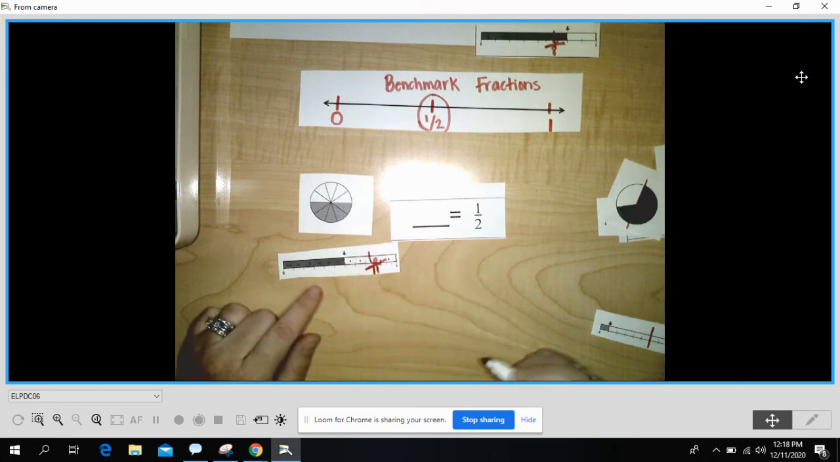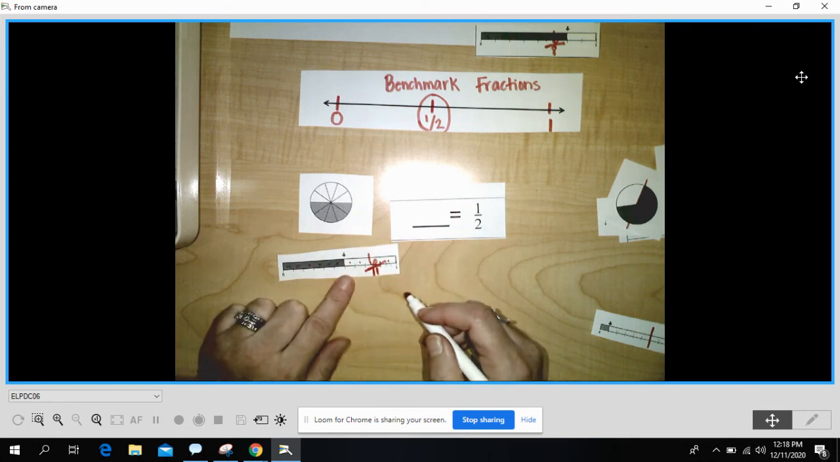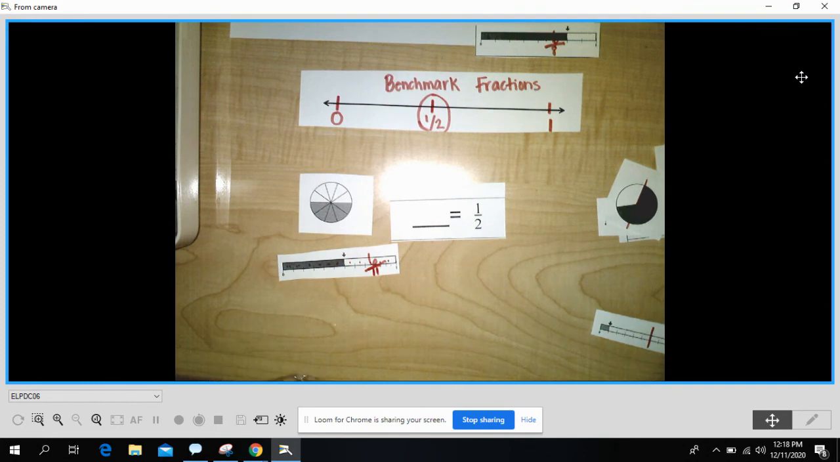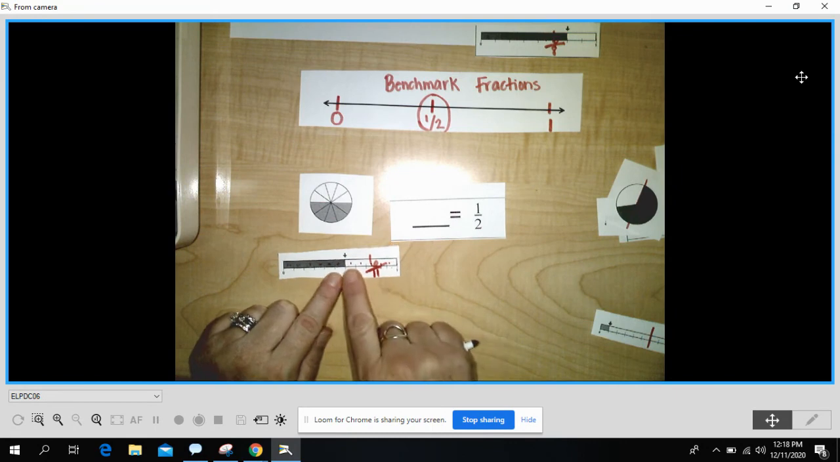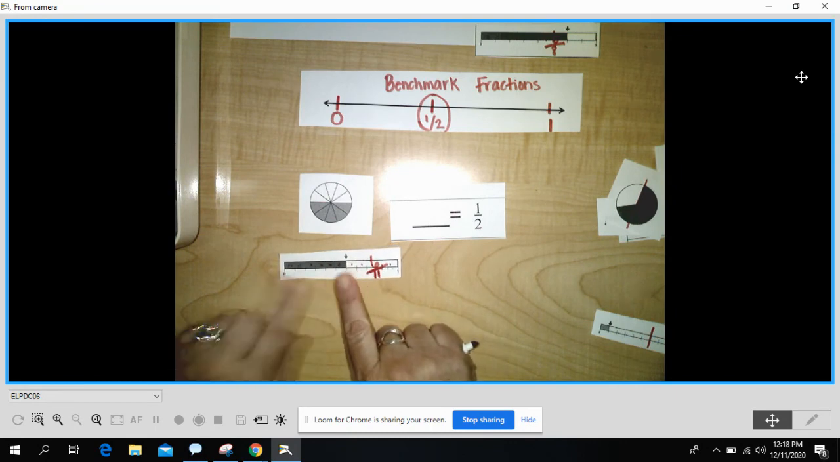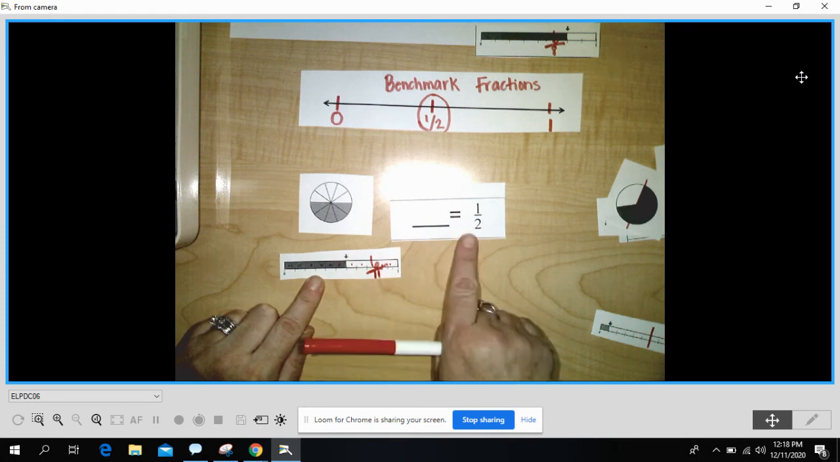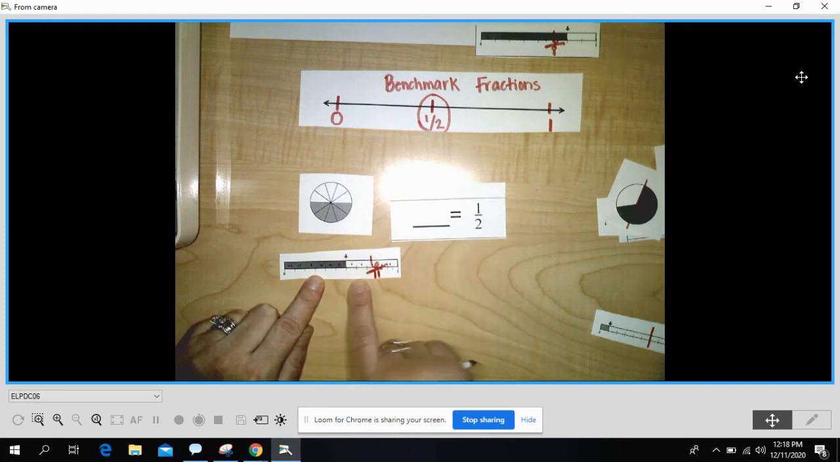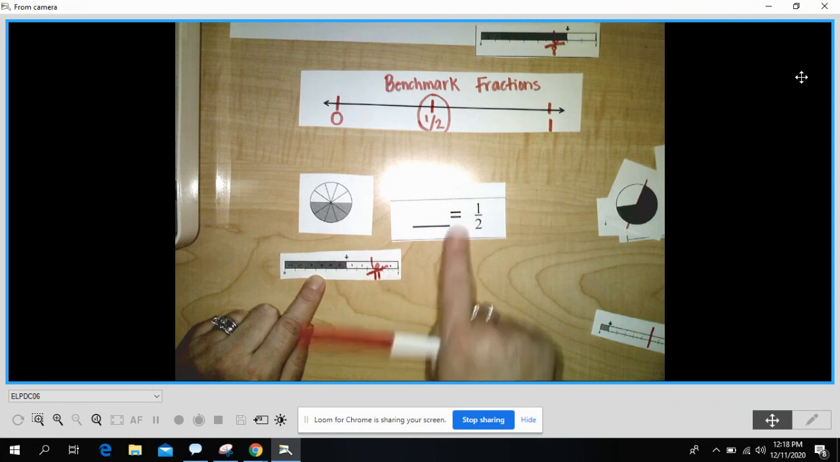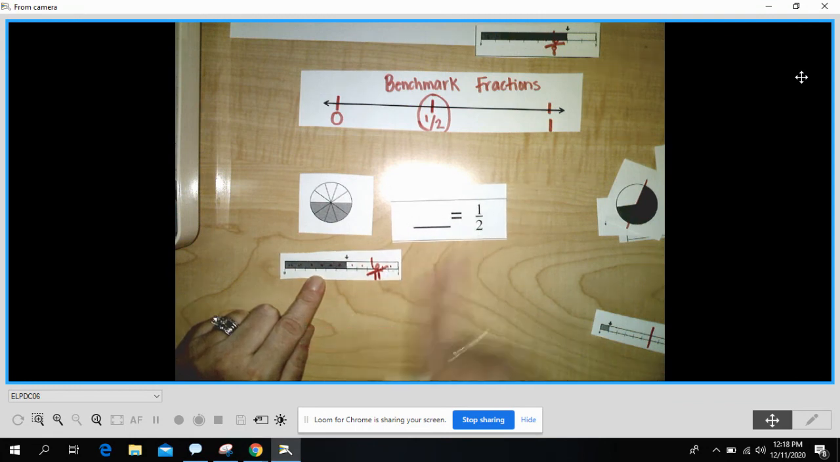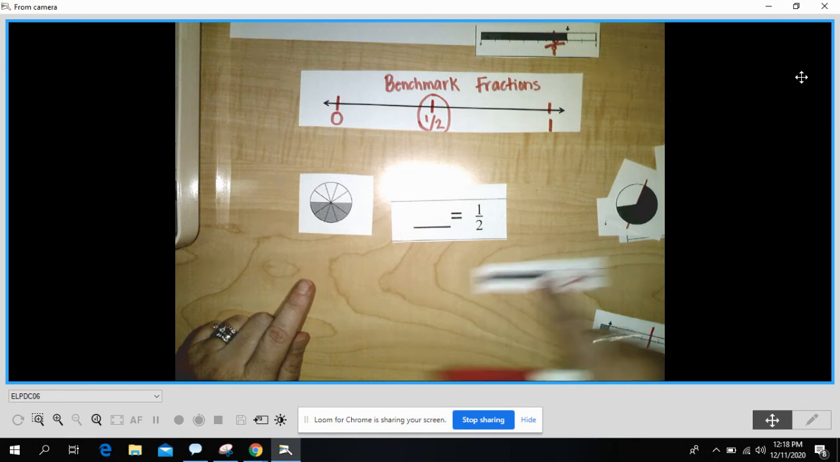6/11ths. So if 6 out of the 11 are shaded, then that means 5 out of the 11 are not shaded. Is that 1/2? Is 6 and 5, is that split right in half? No, it's not. So this one is a little bit greater. The shaded part is a little bit greater than 1/2. So this one doesn't equal 1/2. It looks like it, but we have to look closely and do our math to determine, is it equal to this landmark fraction? And it's not.